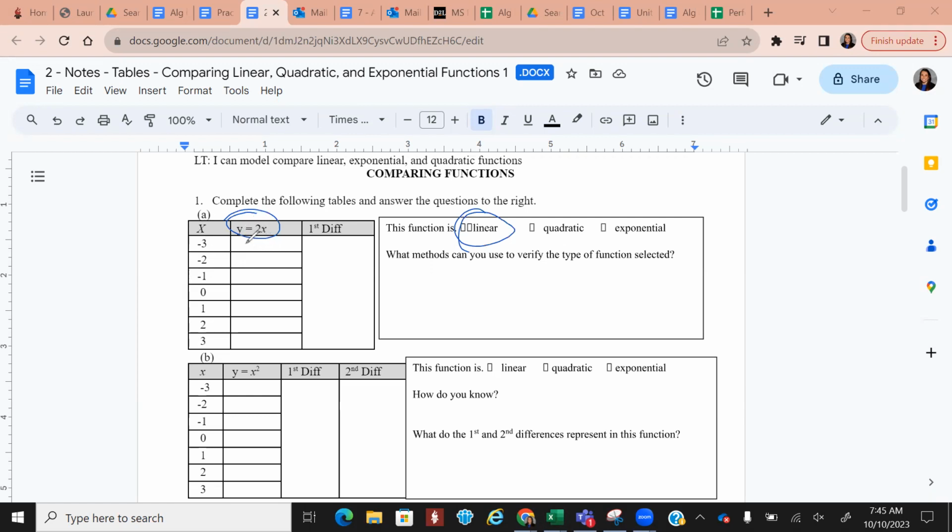So if I plug in -3, I'm going to get -6. If I plug in -2, that's going to be -4. If I plug in -1, I'm going to get -2. If I plug in 0, I'm going to get 0, then 2, then 4, then 6.